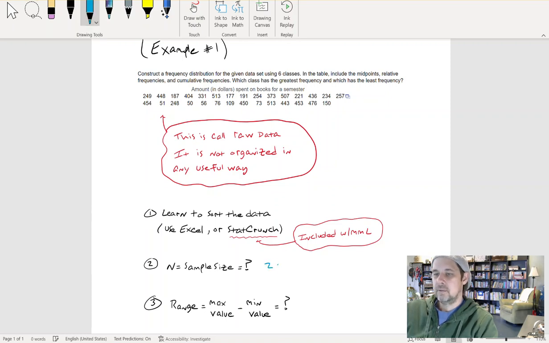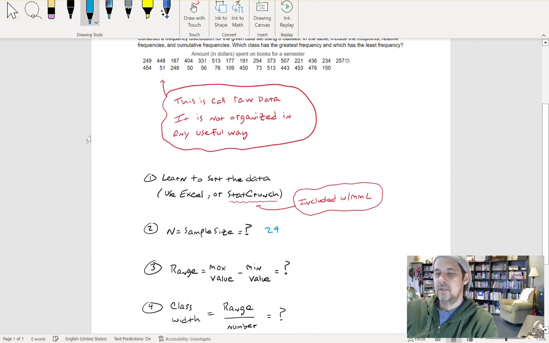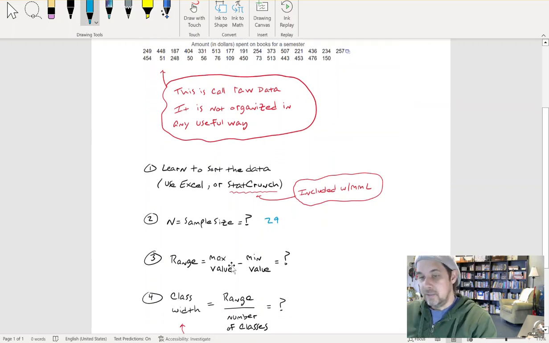Okay. 29 for the sample size. Next thing, what's the range? Meaning, what's the maximum value minus the minimum value?